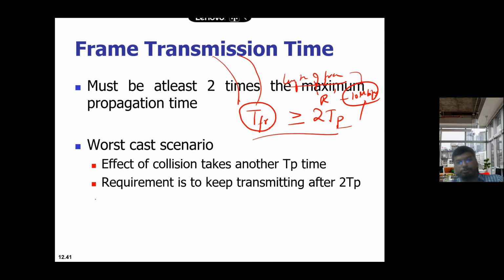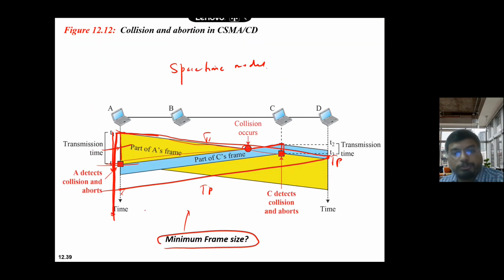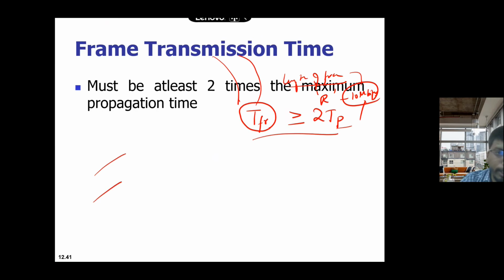So the requirement is to keep transmitting after 2 TP, because in the worst case the effect of the collision will take another TP time. So the idea is this. Having understood this picture, how the space-time model captures this, we now have to look at it from a problem point of view. What could be the minimum frame size if I'm adopting certain configuration settings? So let's go on and apply this in a problem.